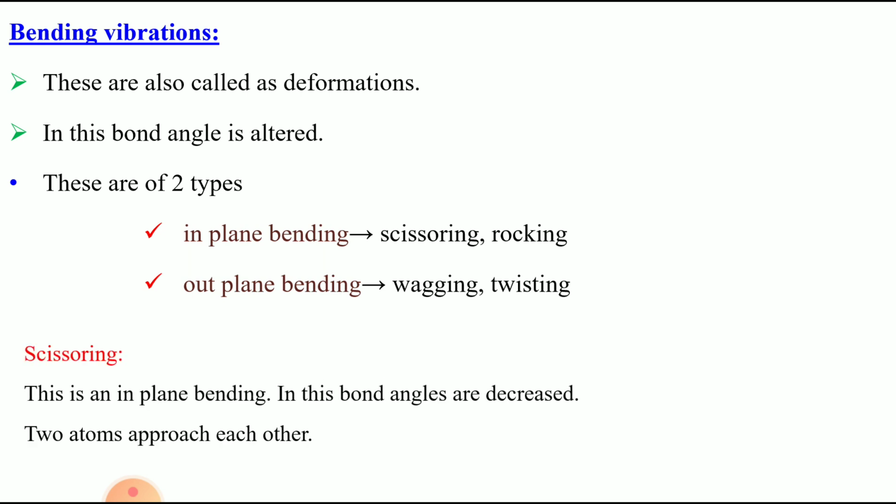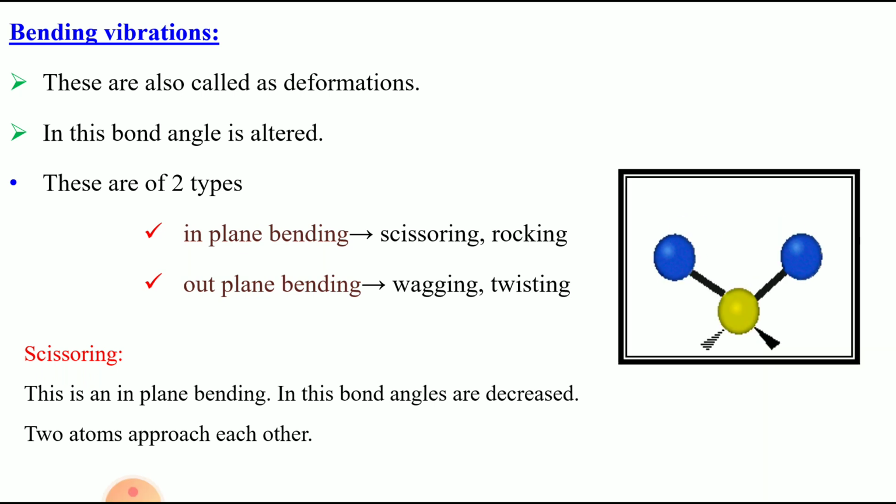First we are discussing scissoring. Scissoring is like a scissor: when we cut any cloth, the two edges come close to each other. In the same way, in scissoring the bond angle is decreased. Here we are representing it in the diagram. You can see the two bonds coming close to each other, hence the bond angle decreases.